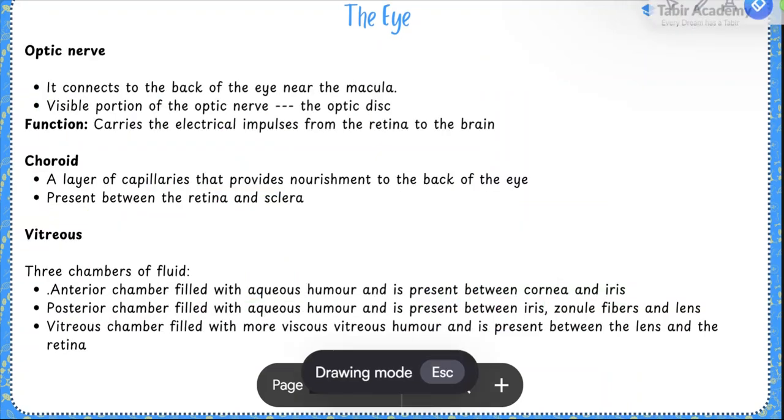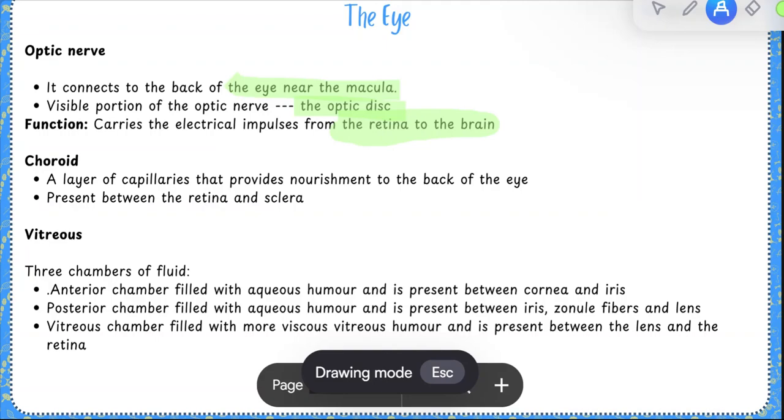And then you have the optic nerve, which connects to the back of the eye near the macula. And the visible portion of the optic nerve is called the optic disc. उसका function क्या होता है? It carries the electrical impulses from the retina to the brain and eventually allows us to see.